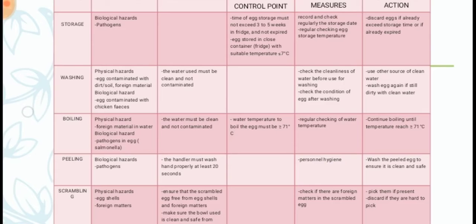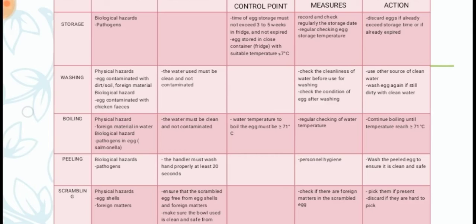HACCP plan table. Storing has biological hazards. For the CCP, time of egg storage must not exceed 3 to 5 weeks, and the eggs must be stored in a closed container at a suitable temperature of not more than 7. For preventive measures, record and check regularly the storage date and regularly check the egg storage temperature. For corrective action, discard eggs if they already exceed storage time or have expired.